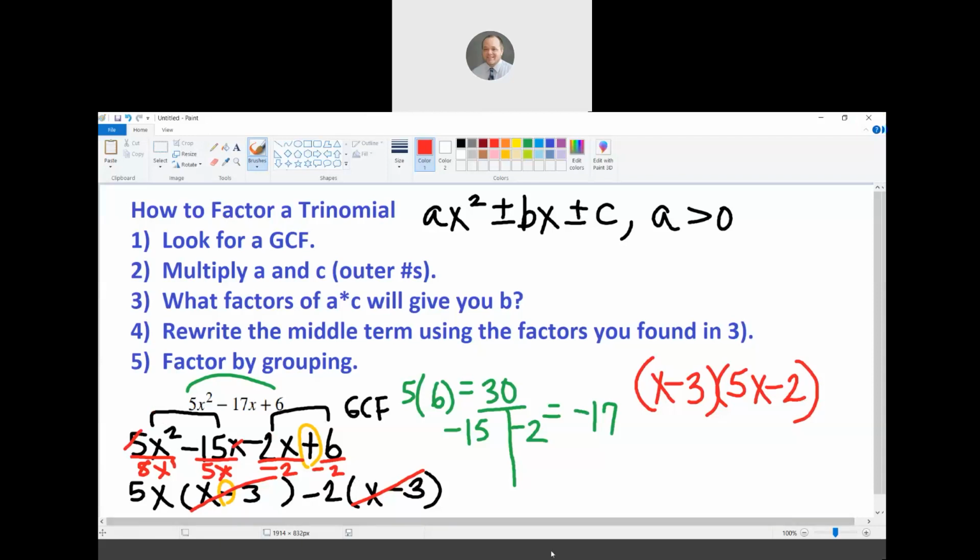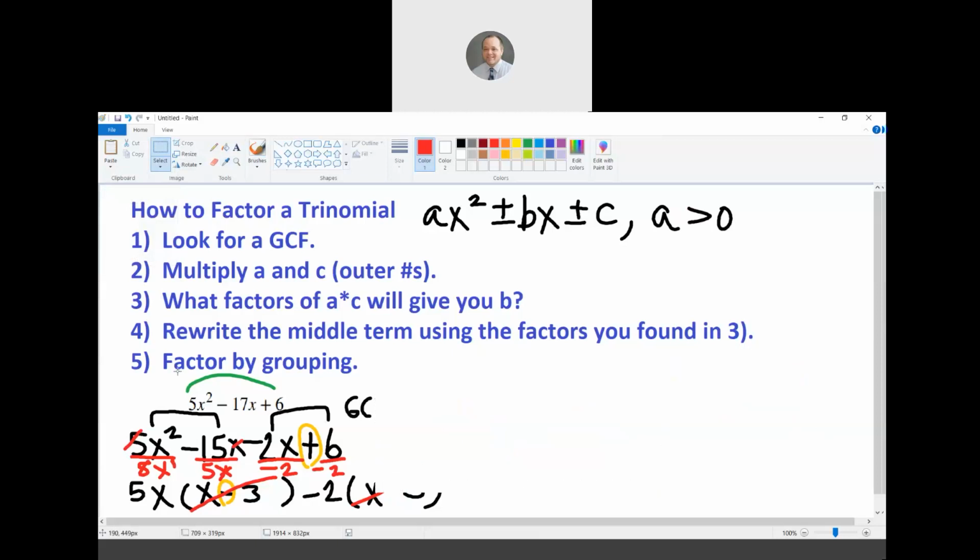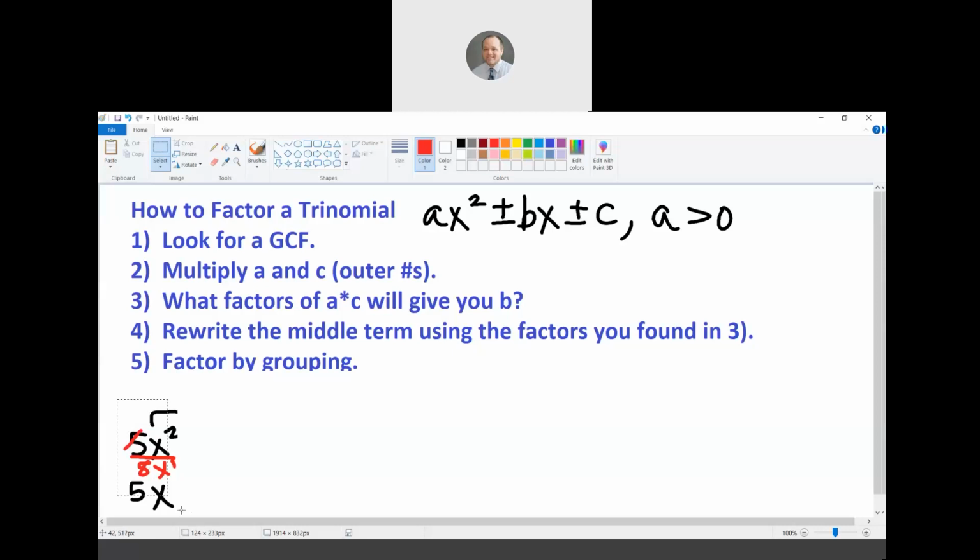Let me pull up another example and we'll work it out. Give me just a second. Let's leave our steps up here so we can use them. Let's see, hold on just a second. Let me copy and paste another one.